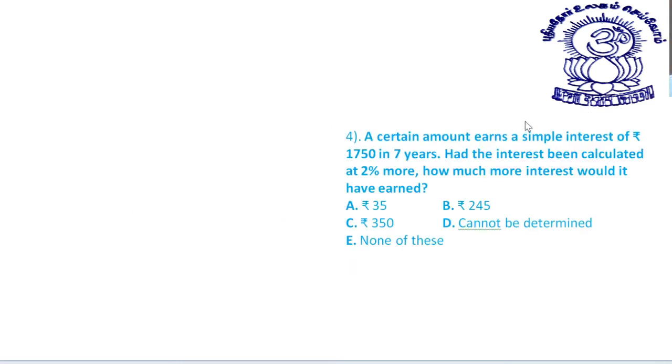A certain amount earns a simple interest of rupees 1750 in 7 years. Had the interest been calculated at 2% more, how much more interest would it have earned? But there's a problem. What is simple interest? Simple interest is principal into rate into time by 100. Let's say the time is 7 years. I don't know the principal, neither do I know the rate.